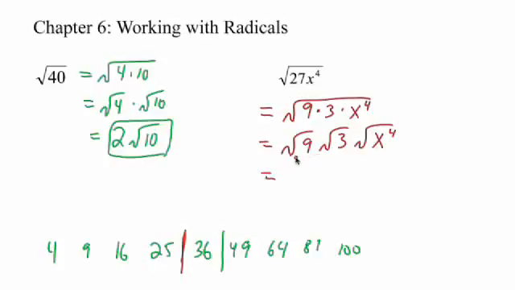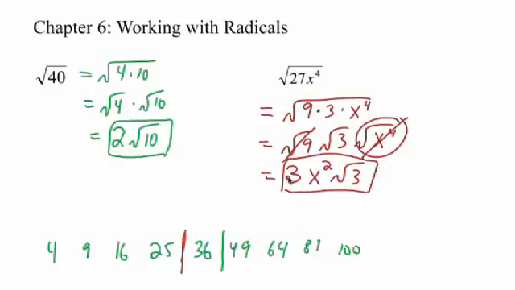And I know the square root of 9, it's 3, and I also know the square root of x to the 4th power. If you have the square root of x raised to an even exponent, all you do is divide the exponent by 2 to get the answer. 4 divided by 2 is 2, so the square root of x to the 4th is x squared. I don't know the square root of 3, however, so it stays over here. So my answer is 3x squared, square root of 3.